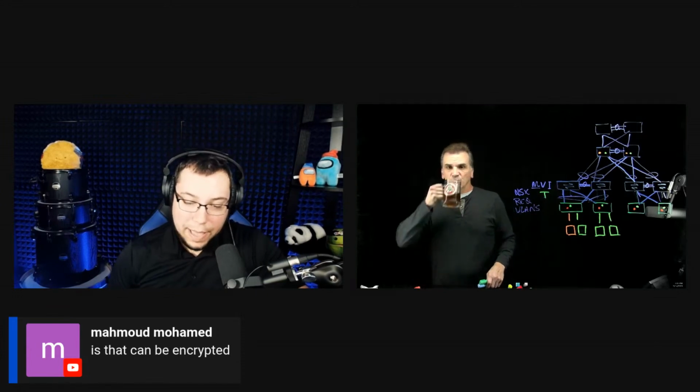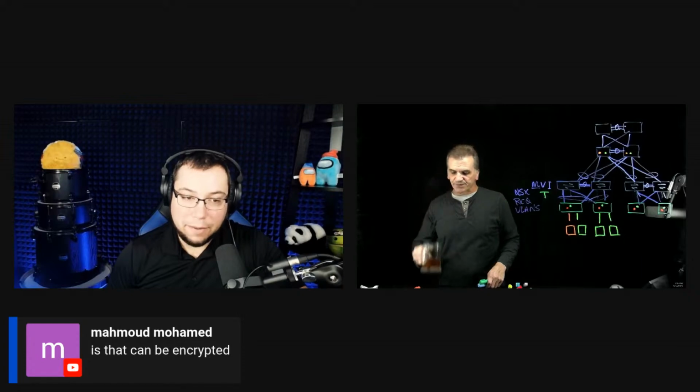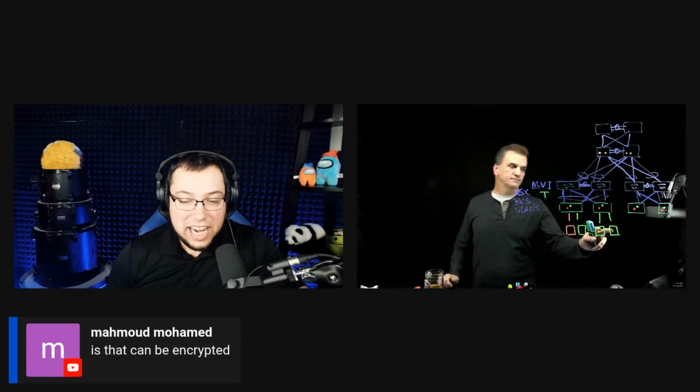Now, interesting question here. Can that be encrypted? So I would say from inside the kernel itself and just going between the two segments that are inside of it, that doesn't need to necessarily be encrypted.